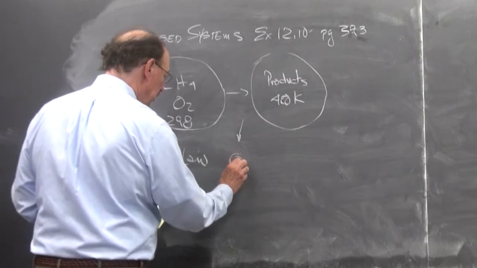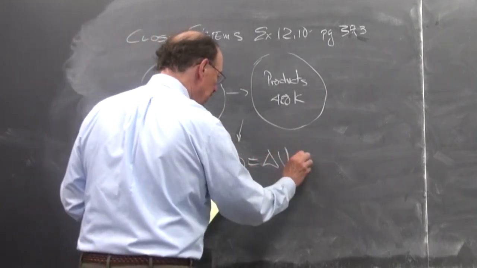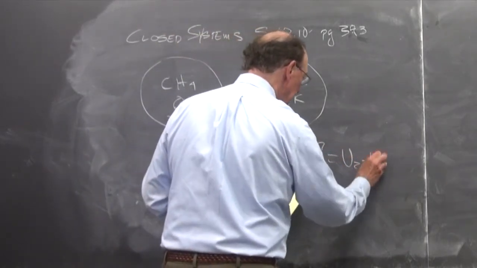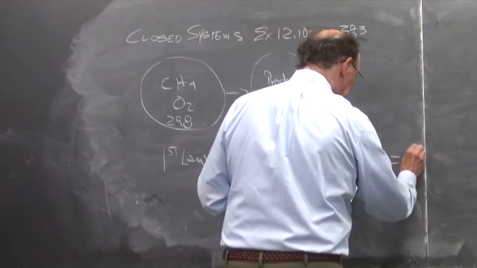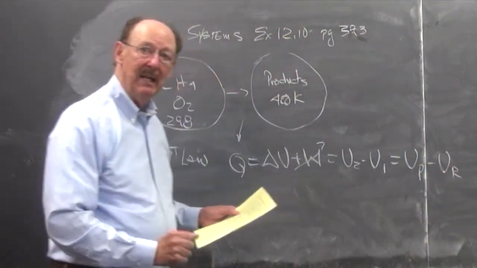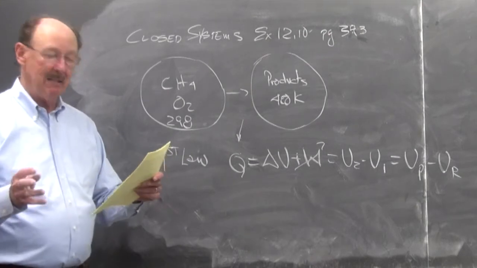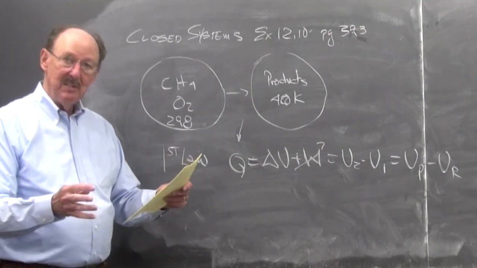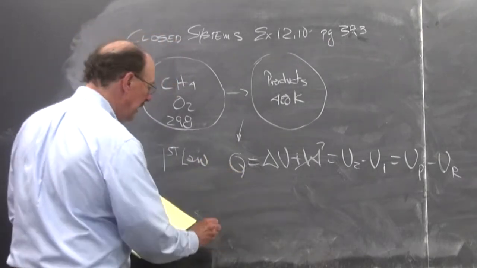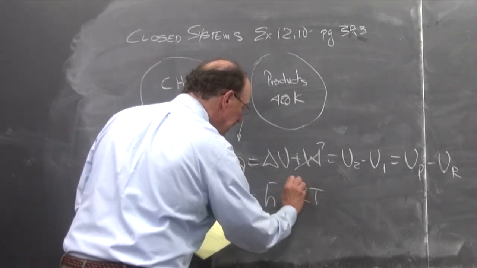I'm going to have Q is equal to delta U plus W. There's no work done. So this is equal to U2 minus U1, which would be equal to the internal energy of the products minus the internal energy of the reactants. And you notice that heretofore everything is dealing with enthalpies, so we have to go back and modify the equations so that it can be used for internal energy. And this goes, U bar is equal to H bar minus R bar T for gases.